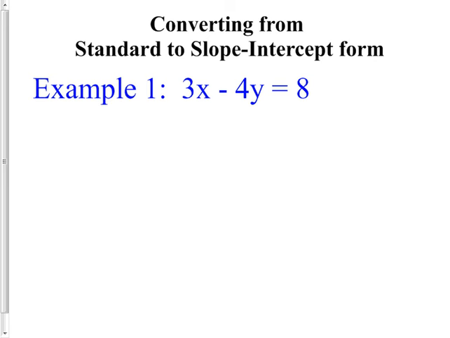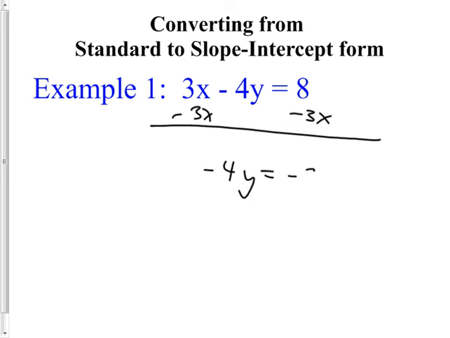If I was going to graph it, I'd want it in slope-intercept form first. What that means is I basically need to solve for y. So everybody take this thing. Start by subtracting 3x from both sides. I'll need to do this one with you. And we're getting y alone. So now it's down to minus 4y equals negative 3x plus 8.